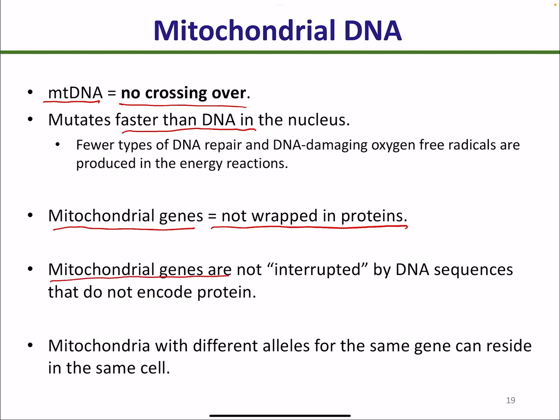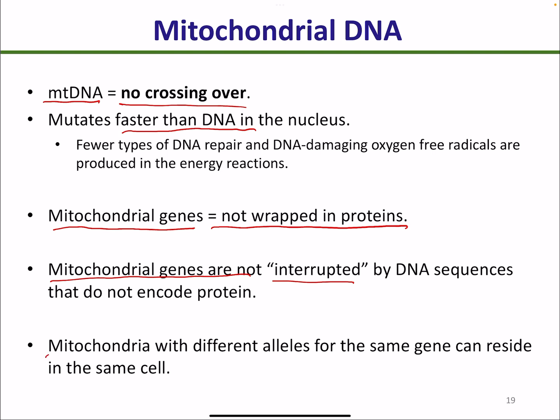Mitochondrial genes are not interrupted. In other words, in the mitochondrial genome, you don't have exons and introns. Okay, let me repeat that. You don't have exons and introns. Introns are the non-coding part of the chromosome, while exons are the coding part of the chromosome, right? So all the DNA encodes for something in the mitochondrial genes.